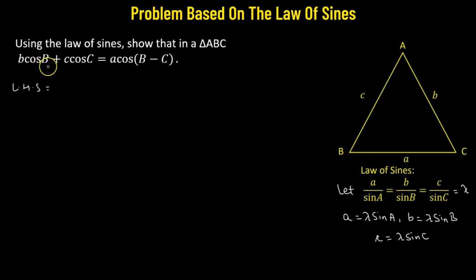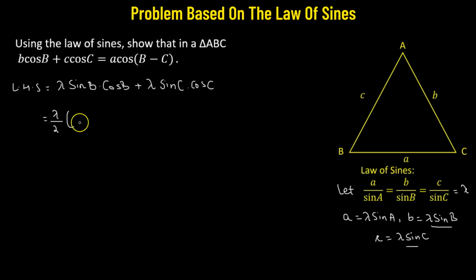So here we have b times cosine B. We're going to replace the value of b with lambda times sine B. So lambda times sine B multiplied by cosine B, plus we have c. So c can be replaced with lambda times sine C. We're going to get lambda multiplied by sine C multiplied by cosine C. Fine. Now what we'll do, we'll multiply each term by 2, and we're also going to divide by 2, and also let's take lambda as the common factor.